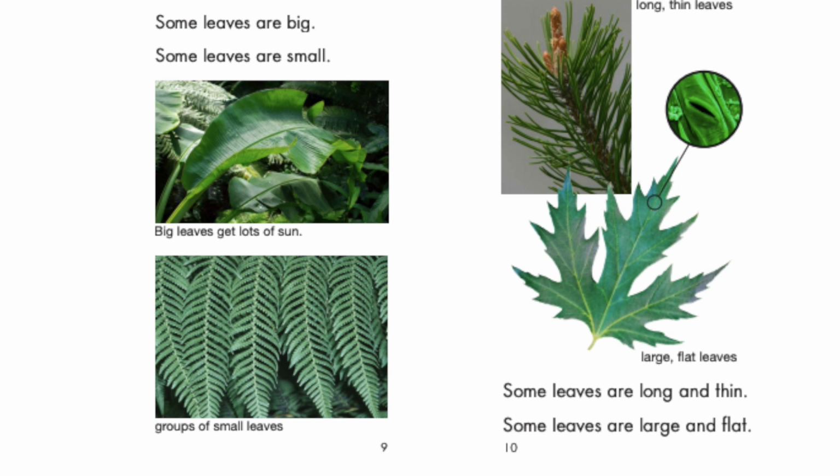Some leaves are big. Some leaves are small. Some leaves are long and thin. Some leaves are large and flat. Whoa, look at these images. What do these images tell us? That's right, we need to look at the captions. Big leaves get lots of sun. This is an image of groups of small leaves. There are also long, thin leaves, and there are large, flat leaves.